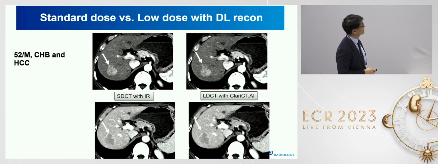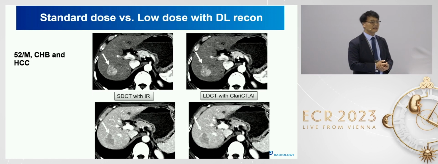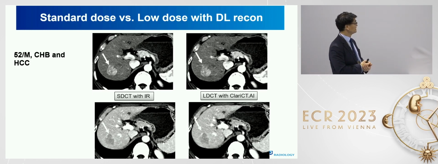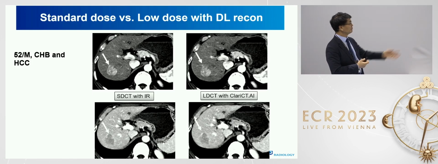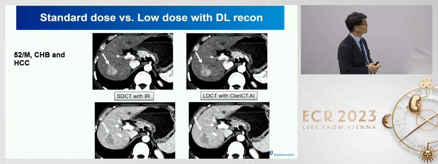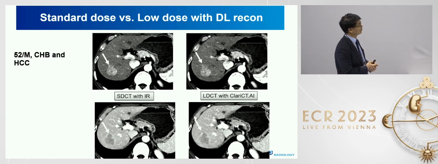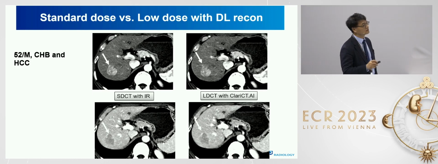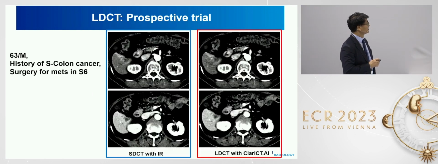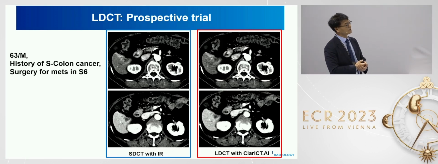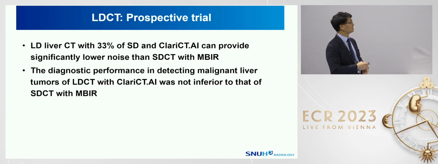So here is an example. In this 52-year-old male who has a hepatitis B infection and also HCC, if you compare both 2 images, image quality is the same. So we can say low-dose CT with the ClariCT.AI is equivalent to standard dose CT with MBIR images. Here is another example. This patient had a colon cancer liver metastasis. And if you compare both 2 image sets, image qualities are the same, non-inferior. Noise level is slightly lower.